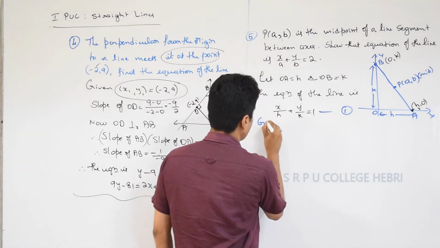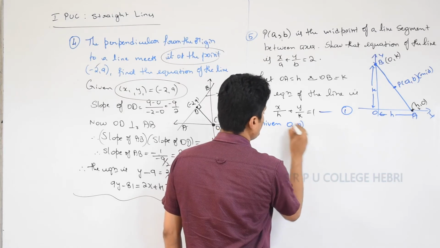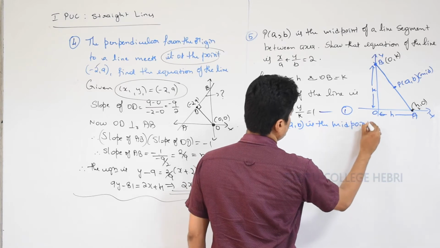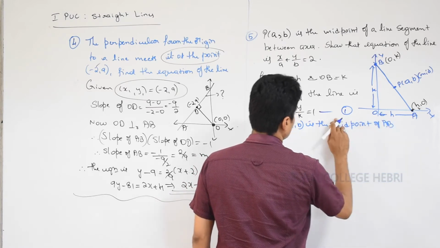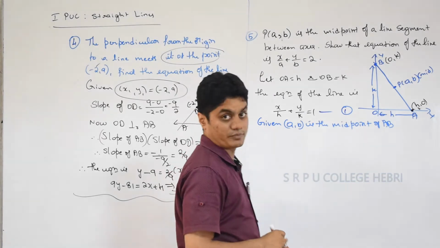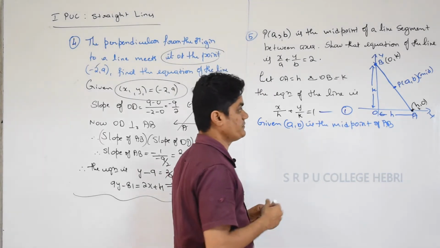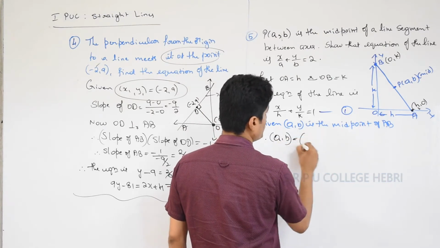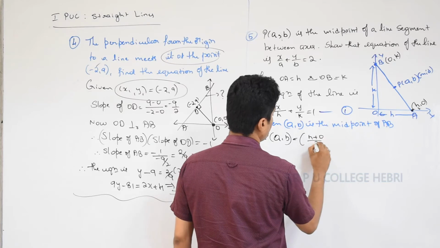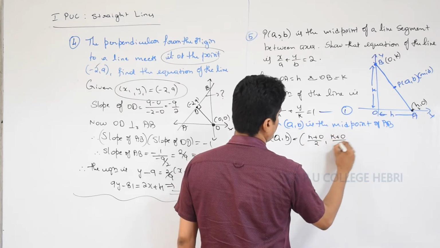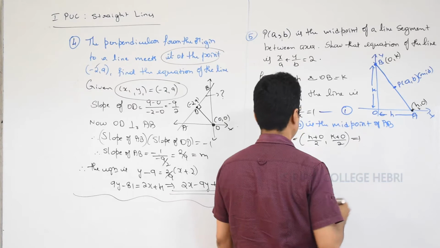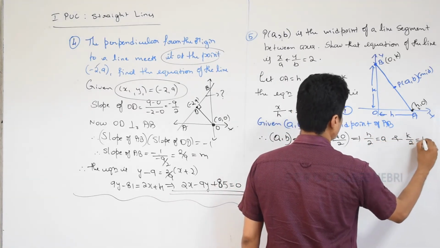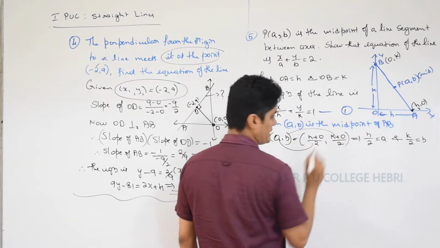Now what is given? Tell me. A comma B is the midpoint of AB, and we also know the coordinates of A and B. Therefore, A comma B is equal to h plus 0 by 2 using the midpoint formula, k plus 0 by 2 again using the midpoint formula. So this implies h by 2 is equal to A and k by 2 is equal to B. Two points are equal means corresponding elements are equal.